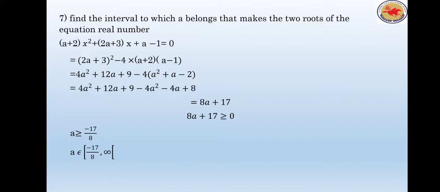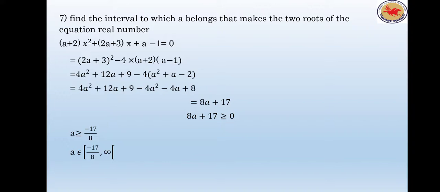Number 7. Find the interval to which a belongs that makes the two roots of the equation real numbers. Real numbers here. We have here (a + 2)x² + (2a + 3)x + (a − 1) equal to 0. Yes, we get what here using, yes, the discriminant, of course. After using the discriminant, we get here (2a + 3)² − 4 times bracket a plus 2 and another bracket a minus 1.